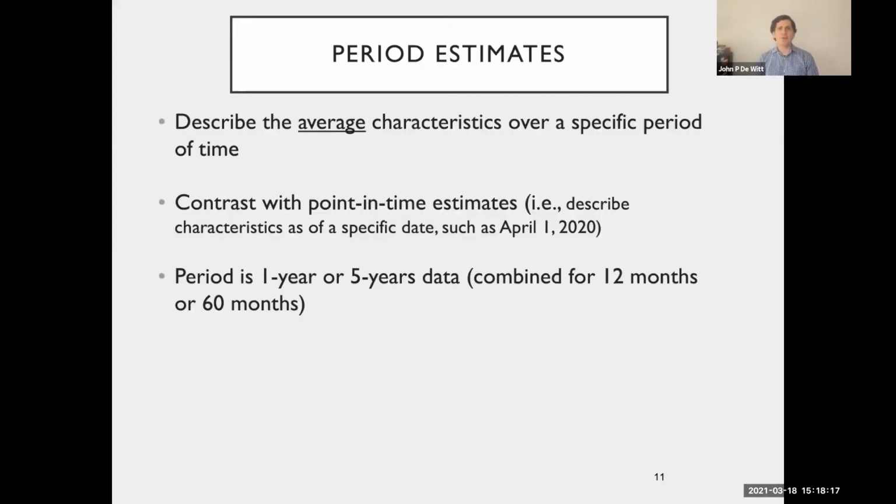So normally I would go through a lot more in the sample design and data collection of the American Community Survey. We have limited time right now, so I just want to point out that in contrast to the decennial census, which is a point estimate for April 1st, the American Community Survey is a period estimate averaged across an entire year or group of years.